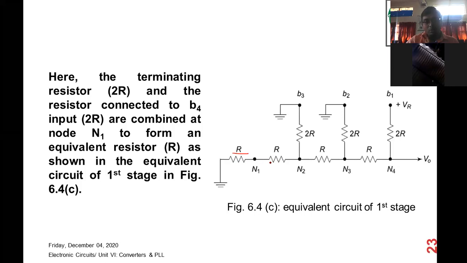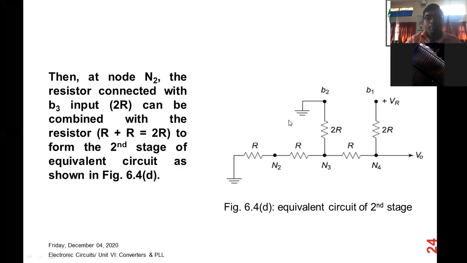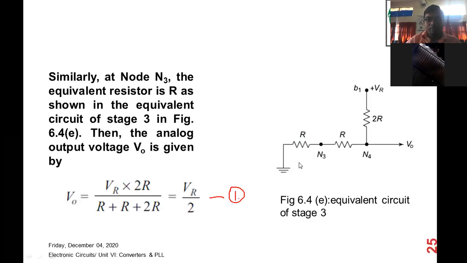Again R plus R is 2R, so the terminating resistor becomes 2R, and now it is in parallel with the 2R resistor in the B3 terminal. So at node N2 the resistance is reduced to 2R parallel 2R, which means R. Again in the next step, 2R parallel to R becomes R at N3.